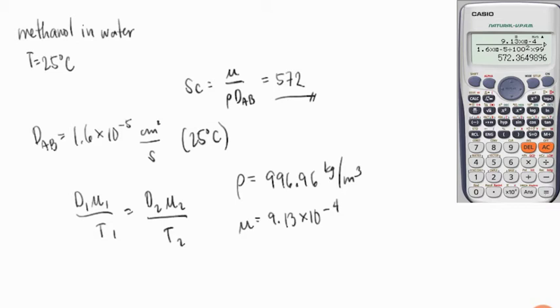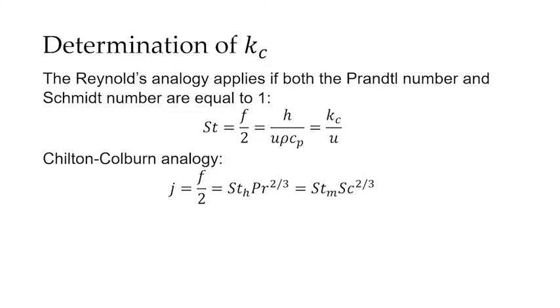Let's go back. Now that we know how to determine the Schmidt number, let's now go to the determination of the mass transfer coefficient, Kc. We will first be discussing the theoretical models, and then later we'll be discussing the empirical models used to determine Kc. The Reynolds analogy applies if both the Prandtl number and Schmidt number are equal to 1.